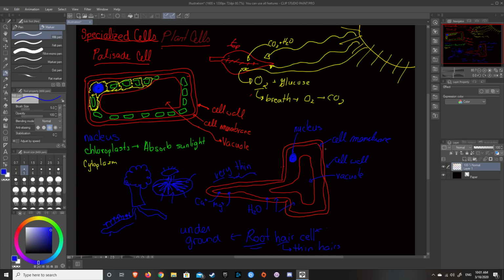So yeah, that's the basics of the two plant cells we need to know. We need to know the Palisade cell, and we need to know the root hair cell, and a little bit of the function. So this one's very thin, so that minerals and water can easily enter the cell and be transported up to the top of the plant. And the Palisade cell has chloroplasts, and the use of the chloroplasts is that they convert CO2 and H2O, carbon dioxide and water, into oxygen, which we breathe, and glucose, which the plant uses to build up. The plant uses it to breathe and build its own cells.